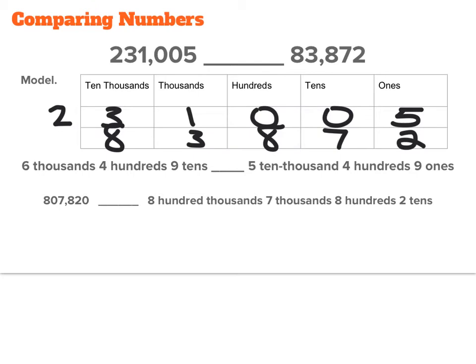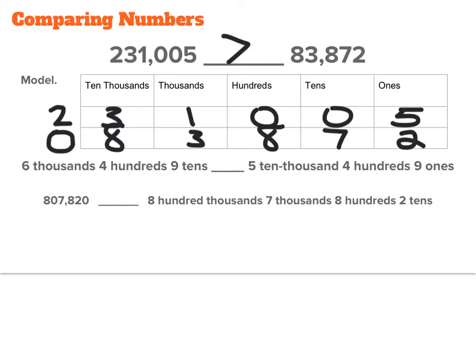And I can see that the first number, 231,005, is larger because it has 200,000s, while the number below it only has 0 hundred-thousands. So I'm going to put in the correct symbol to read that as 231,005 is greater than 83,872.